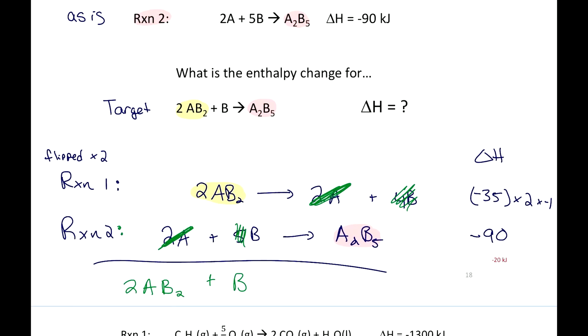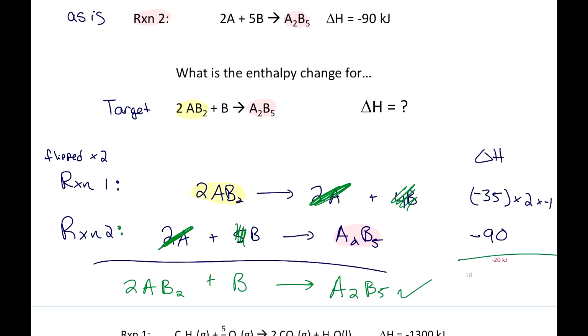Skip B because it shows up in 2 different reactions and just pray that it ends up being the right number that you want at the end, and it did. All right, so there's 1 B left over and then the A2B5 at the end. And so we can confirm that adding those 2 reactions give us our target reaction.